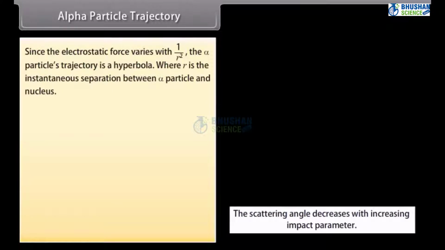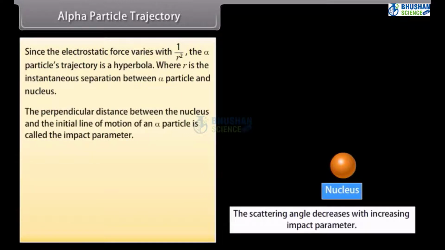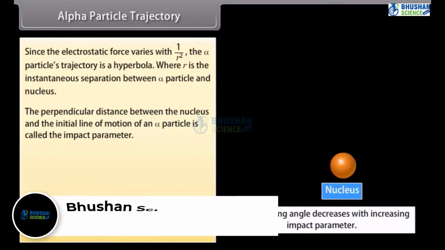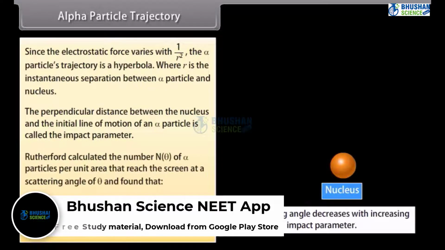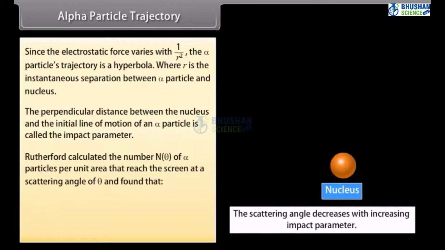Alpha particle trajectory. Since the electrostatic force varies with 1/r square, the alpha particle's trajectory is a hyperbola, where r is the instantaneous separation between alpha particle and nucleus. The perpendicular distance between the nucleus and the initial line of motion of an alpha particle is called the impact parameter. Rutherford calculated the number N theta of alpha particles per unit area that reached the screen at a scattering angle of theta and found that N theta is inversely proportional to sin theta upon 2 raised to the power 4.